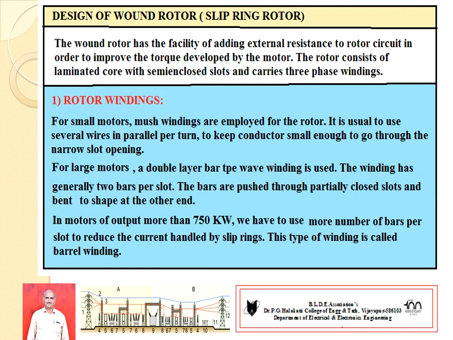Design of wound rotor, or slip ring type of rotor. The rotor windings: for small motors, mush type of windings are employed in the rotor circuit. For larger motors, a double layer bar type of winding is used. So in motors with output more than 50 kilowatt, we have to use a number of bars per slot to reduce the current handled by the slip rings. This type of winding is usually referred to as barrel winding.